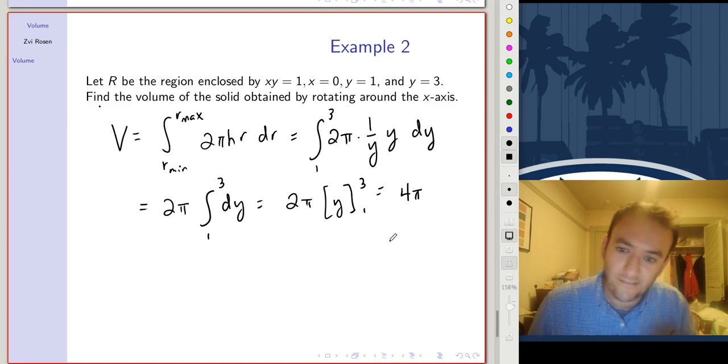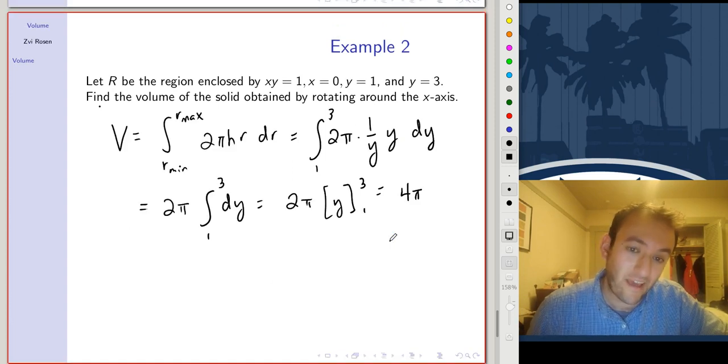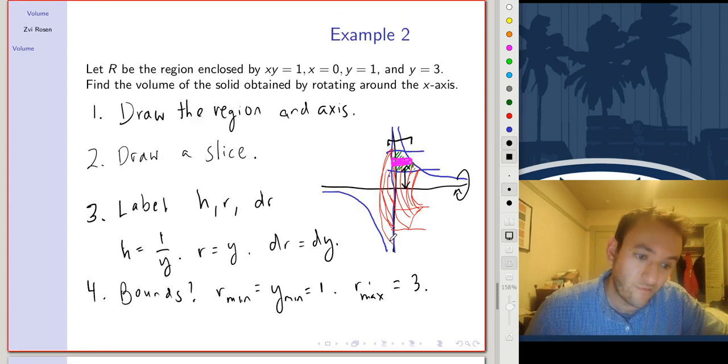So that's a really nice way for that integral to come out, in my opinion. And we get a nice expression. 4 pi is the volume of this volcano-esque solid here.